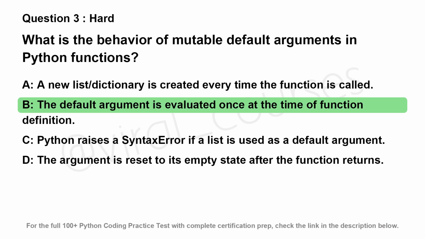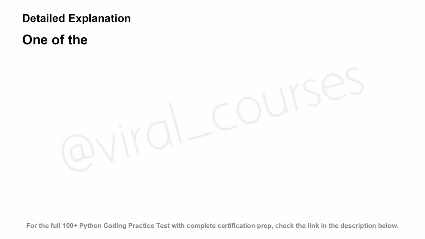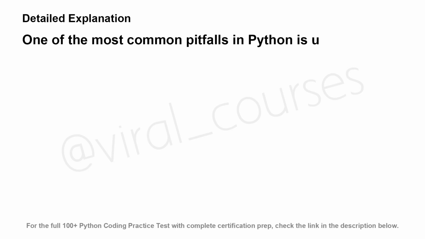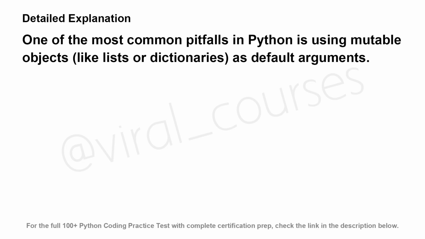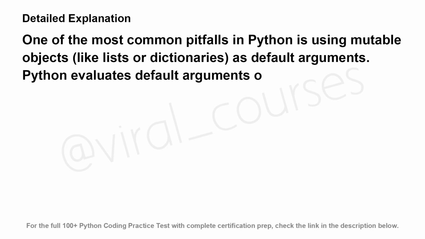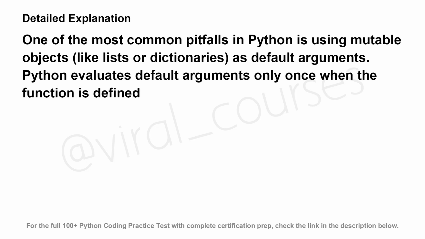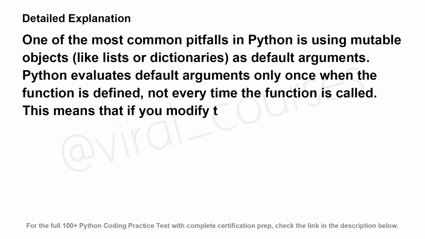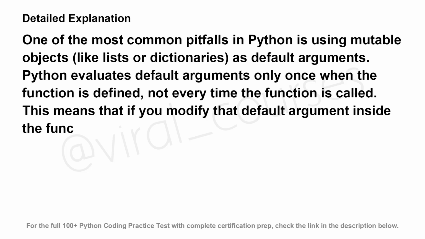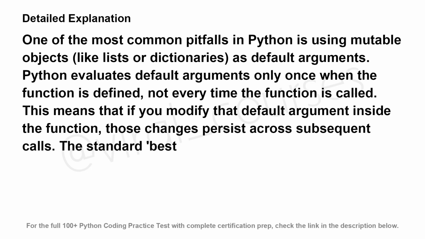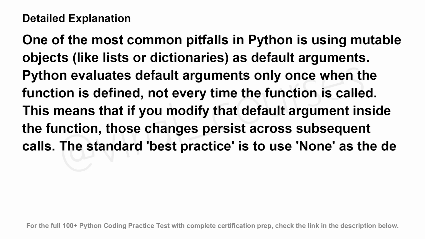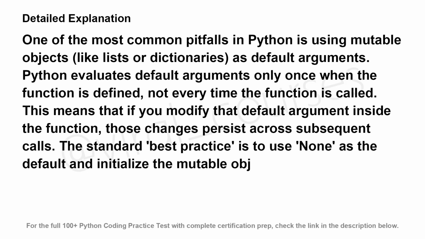The correct answer is B. One of the most common pitfalls in Python is using mutable objects, like lists or dictionaries, as default arguments. Python evaluates default arguments only once when the function is defined, not every time the function is called. This means that if you modify that default argument inside the function, those changes persist across subsequent calls. The standard best practice is to use None as the default and initialize the mutable object inside the function body.